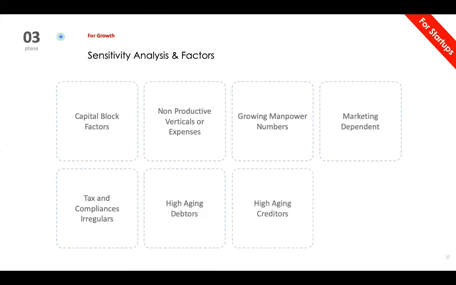High aging creditors are also risky. Somewhere you are collecting money and having a business, but for whatever reason you are not paying your creditors, and that is also bad, because slowly it gradually converts into a liability. So you have to balance your debtors and creditors both ways, and both should not cross 30 days. And projections not matching with the current run rate.